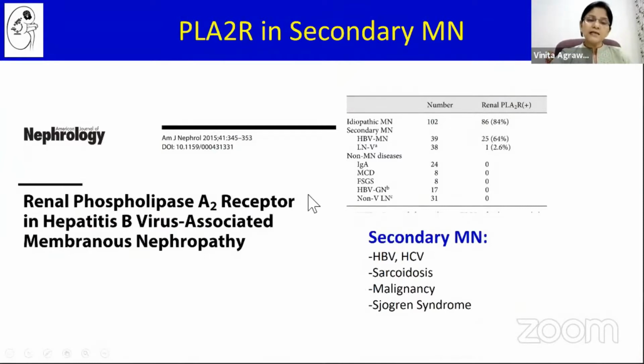PLA2R is not only seen in primary membranous nephropathy, but there have been reports that it is also associated with secondary conditions like hepatitis, sarcoidosis, malignancy, and some autoimmune conditions.